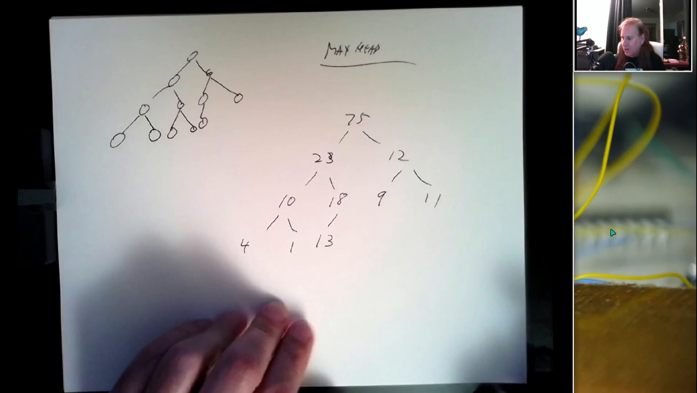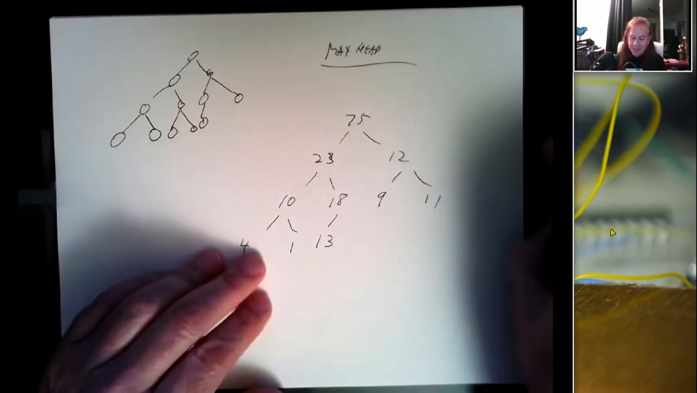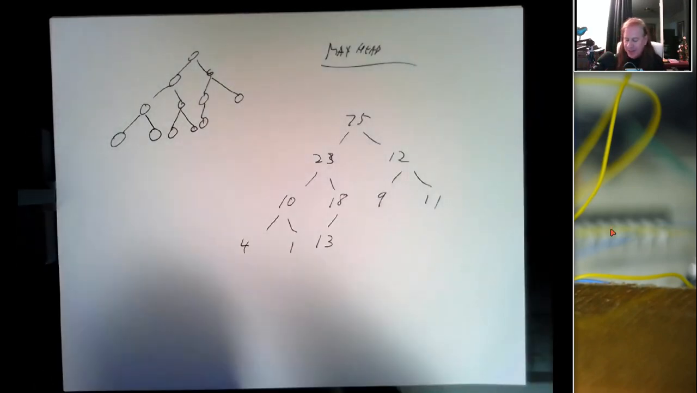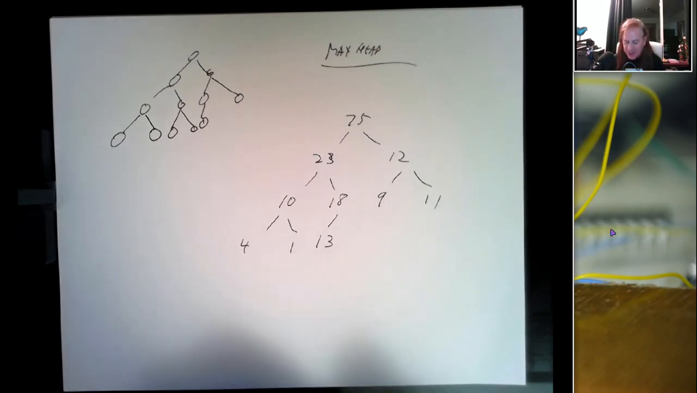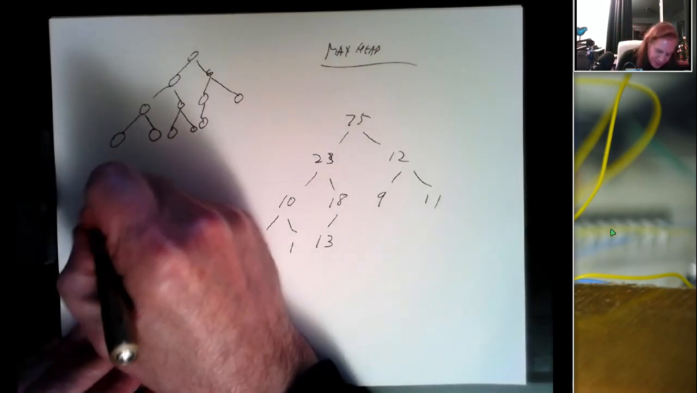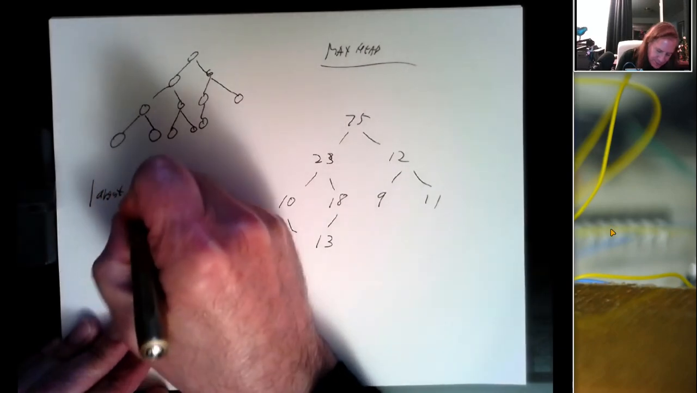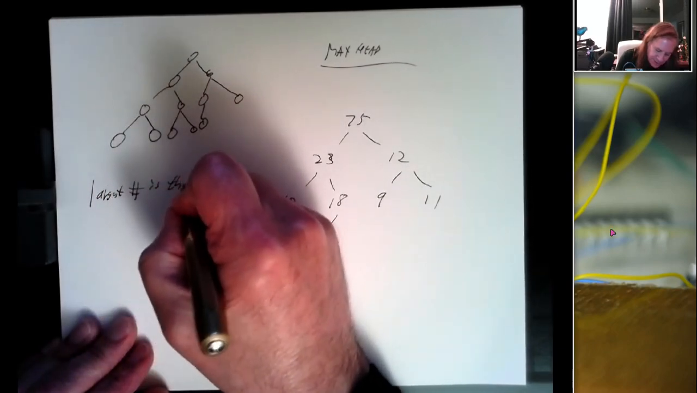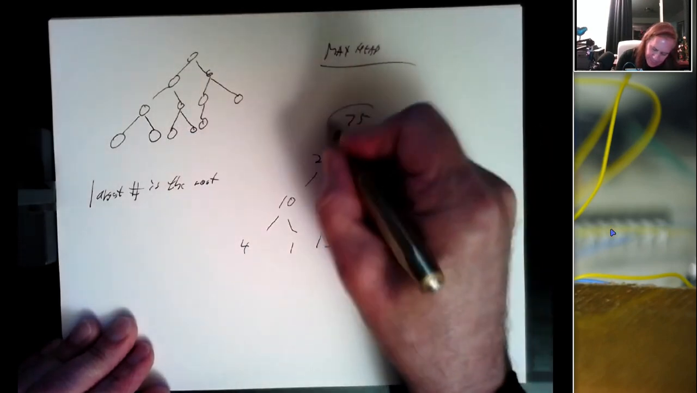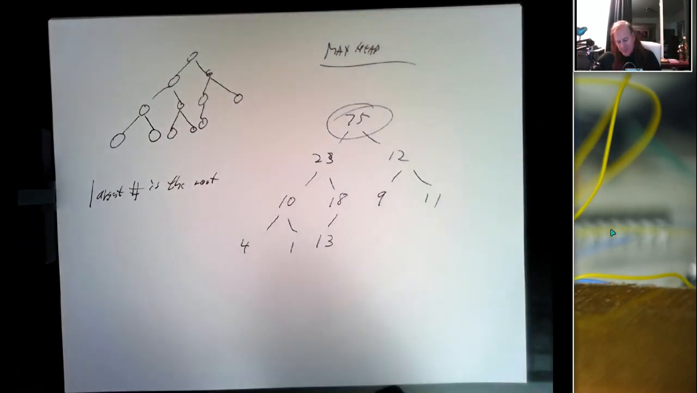All right, so that's what a heap is, and we're going to concentrate on max heaps for the rest of this. Then we'll touch on min heaps at the end. They're symmetric. If we have a max heap, the largest number is always at the root. That's guaranteed to be the largest number.